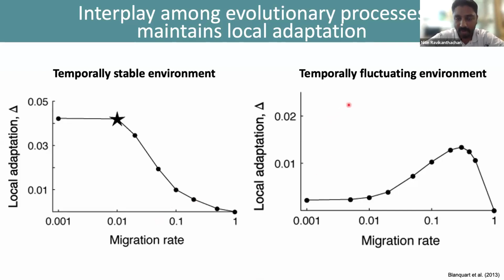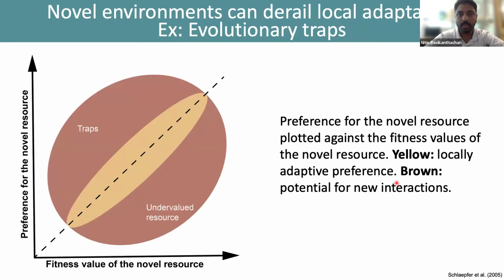However, in a temporally fluctuating environment, intermediate levels of gene flow increases local adaptation. And this is because it helps in increasing standing genetic variation, thus helping populations respond to changing environmental conditions. However, novel environments can derail locally adaptive populations, especially if there is rapid environmental change. So today I'll be talking about one such type of a novel environmental change known as evolutionary trap.